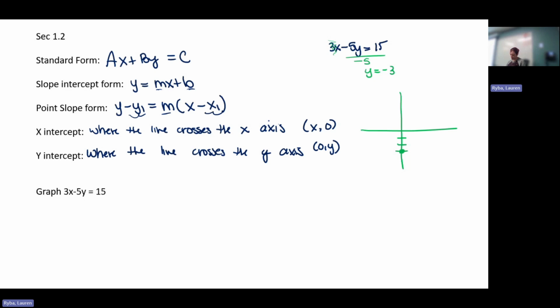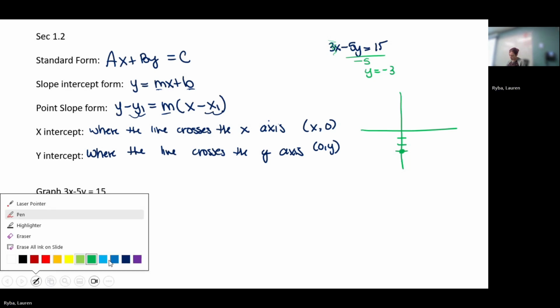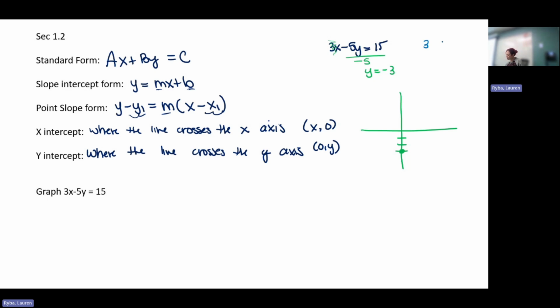And then I can do the same thing solving for the x piece. So if I go back here, 3x minus 5y equals 15. And this time, I make y 0, then the y piece goes away. And I'm just left with 3x equals 15. Divide by 3, this is 5. So 1, 2, 3, 4, 5. Any line, all you need is 2 points, and then you can draw the line between the 2 points, and you are done.